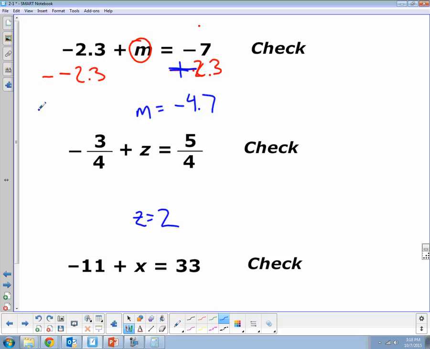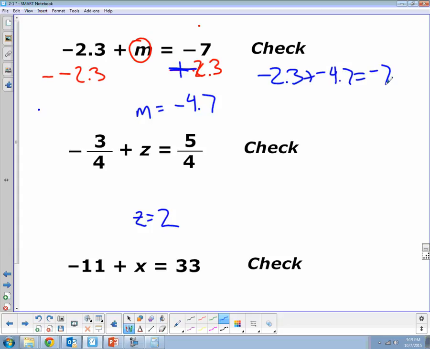Negative 7 plus 2.3 is going to give us negative 4.7. And anything minus itself, negative 2.3 minus negative 2.3, is 0. And so those go away, and we're left with m equals negative 4.7. You can check that to make sure it works. Negative 2.3 plus negative 4.7 should equal negative 7.